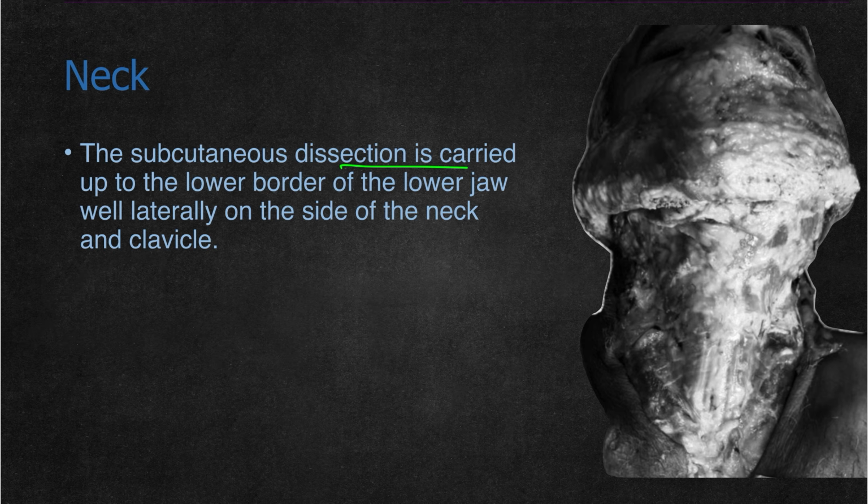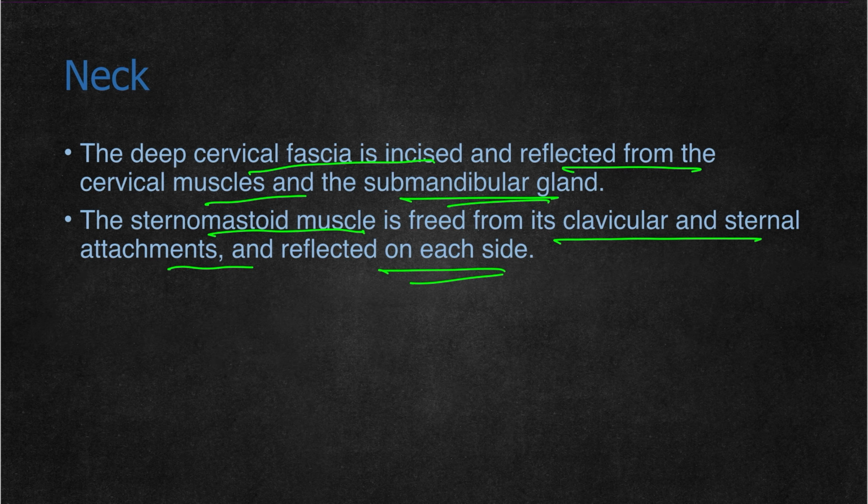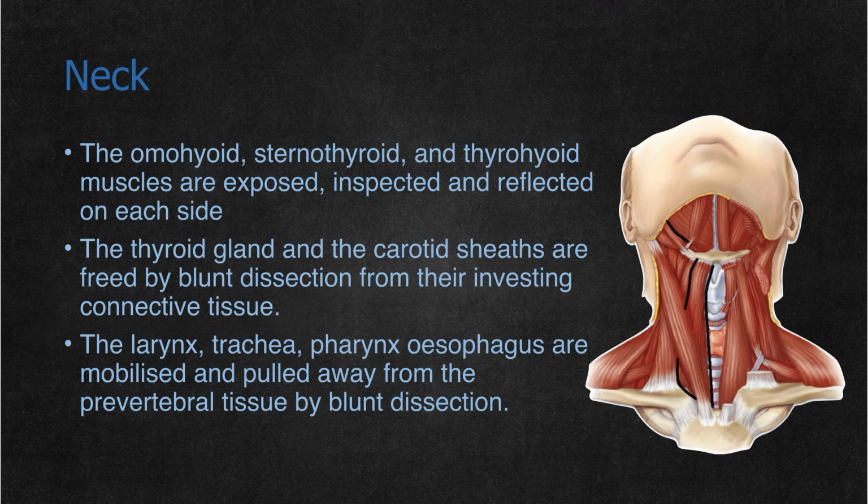The incision is eye-shaped and extends to the chin, then the skin is separated on both sides. Then the subcutaneous tissue is dissected up to the lower border of the lower jaw, and laterally on the side of the neck and clavicle. So the skin is reflected on both sides until the muscle area is clearly visible. The deep cervical fascia is incised and reflected from the cervical muscles and submandibular gland. The sternocleidomastoid muscle is freed from its clavicular and sternal attachments and reflected on each side. So each muscle end is cut.